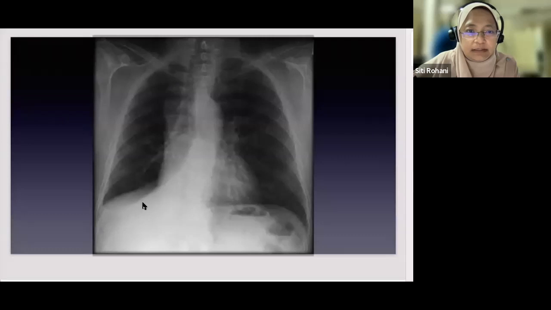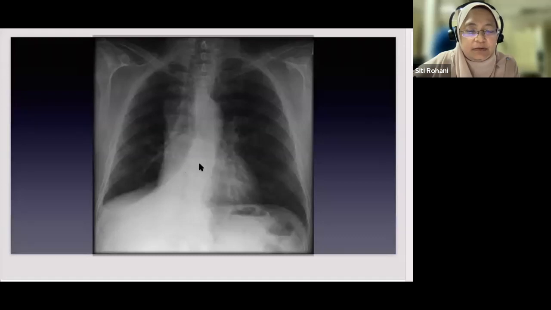and we cannot see the triangular shape opacity behind the heart. That obscures this part of the right hemidiaphragm. So this is complete right lower lobe collapse with obliteration of the silhouette of the right hemidiaphragm, and shift.